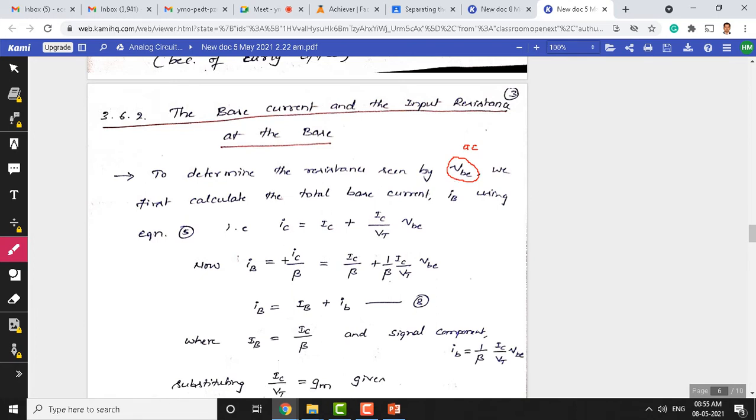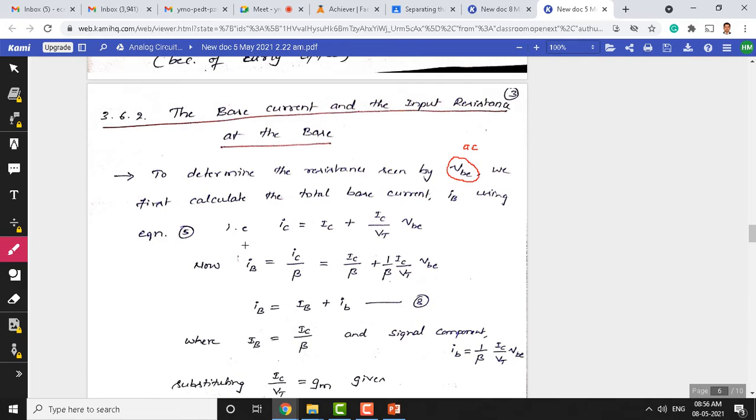Okay, hope you understand the concept now. To determine the resistance seen by an AC signal that is applied at the input side of the amplifier, we first calculate the total base current. Let us now work out what the total base current is. Later, once we know the base current and the base emitter voltage, we can find the input resistance here. This expression we are already familiar with.